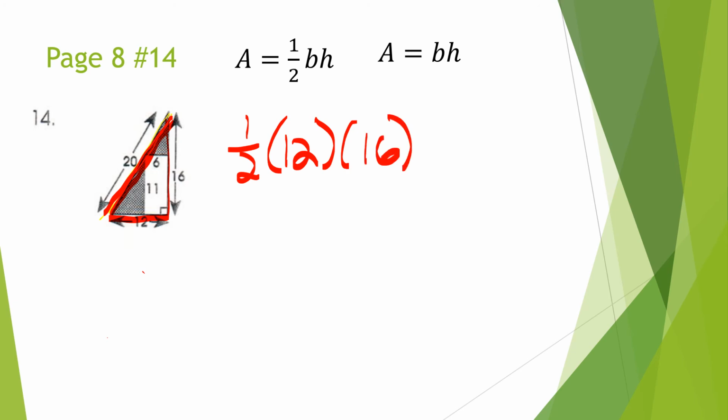So I can take half of, in my head, it's easier for me to do multiples of 12 and 16. So I'm going to do half of 16. So it's going to be 12 times 8. And I know that 12 times 8 is 96. So easier for me to do it that way.